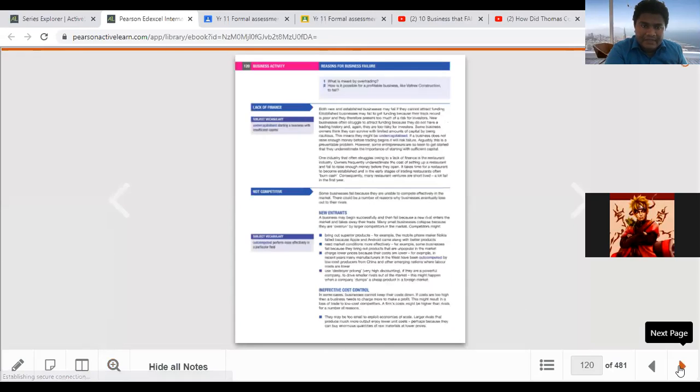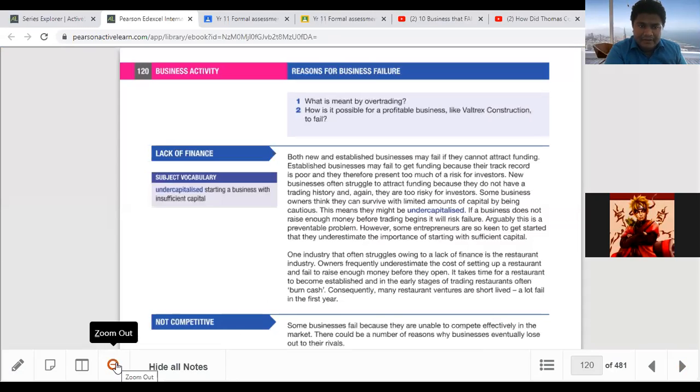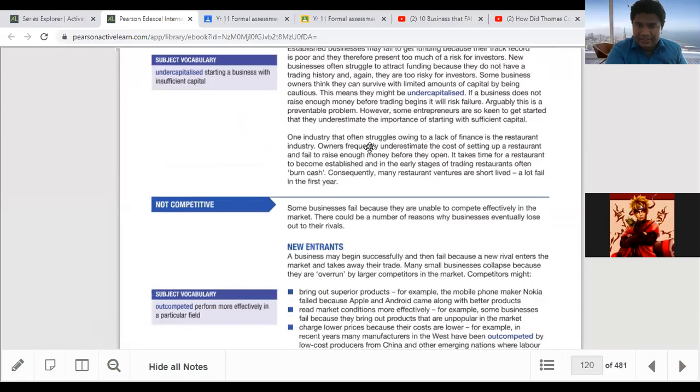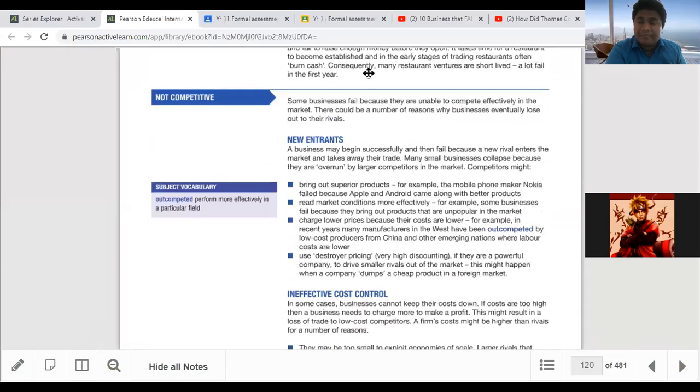You can see the lack of financial resources. So we talked about the lack of capital, lack of finance and everything. The third one I talk about is not being competitive. The reason that we talk about here is not being competitive enough. I think now you have an idea what is meant by not competitive. Some businesses fail because they are unable to compete effectively in the market, and there could be a number of reasons why a business eventually loses out to its rivals, right?